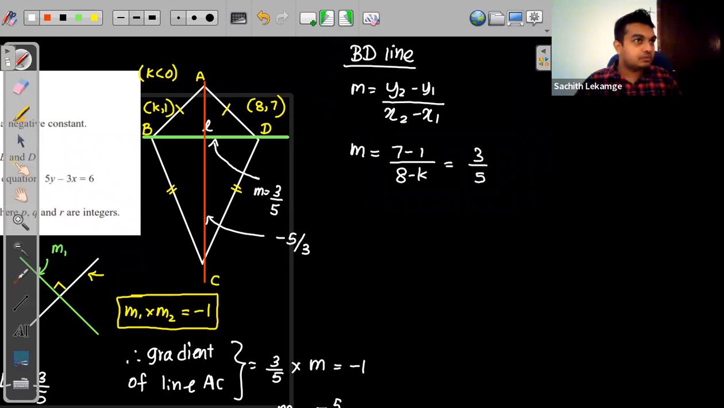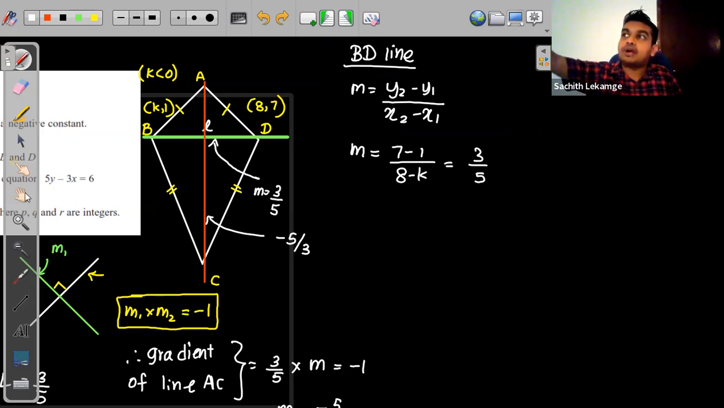Is that clear to you? No. But what is not clear? Tell me, I'll explain. Y difference over x difference, you can get the gradient. Now here with this coordinate D, I am going to find the BD gradient. I already know the BD gradient, but since I need to find k, I'm using that. Got it?